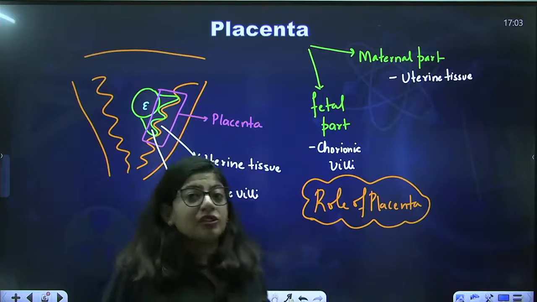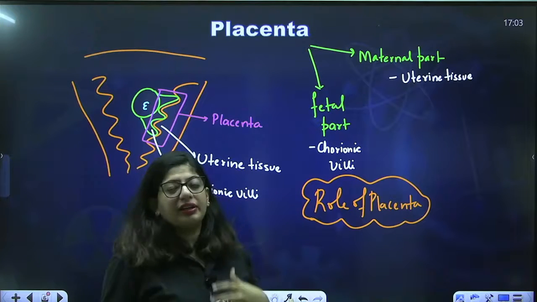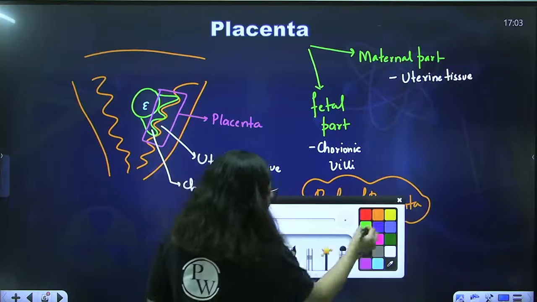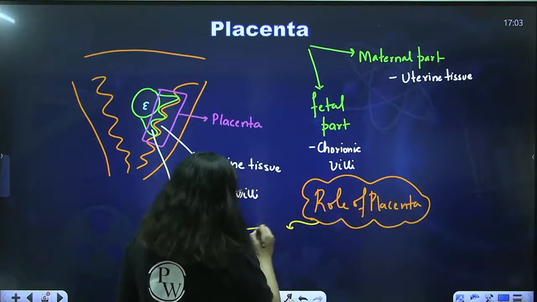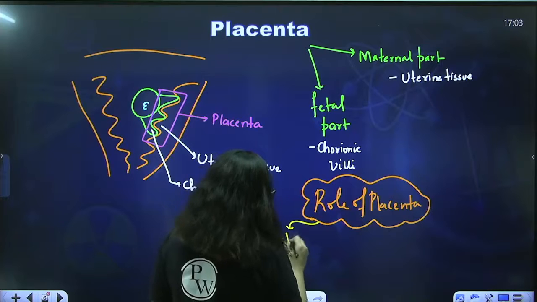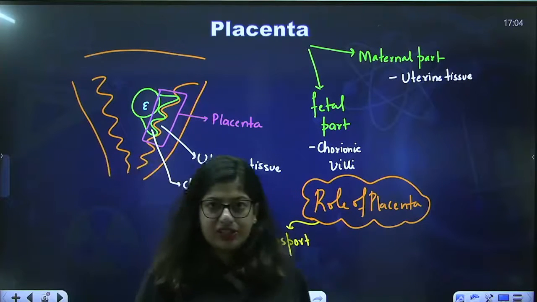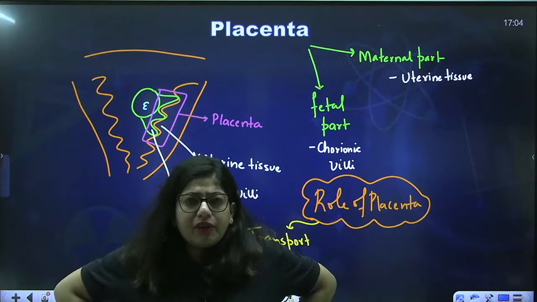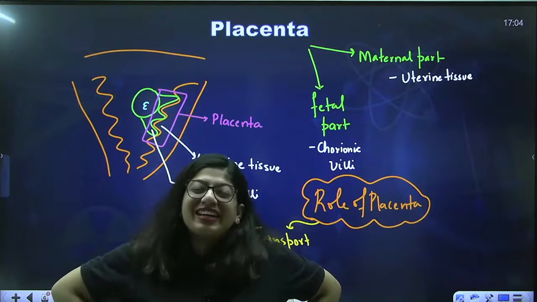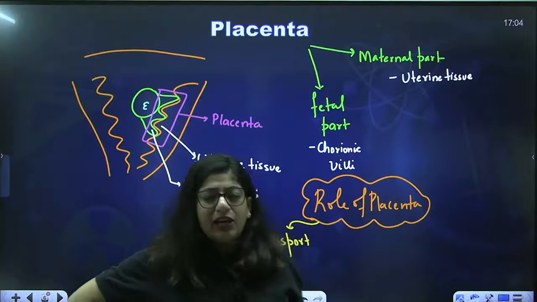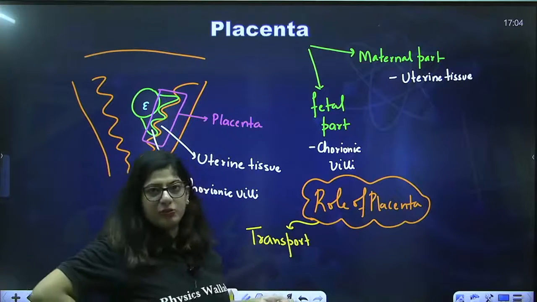That's true. So first of all, this placenta is acting as an organ for transport of substances. So one role of it is that it will help in transport. This can be transport of food, this can be transport of waste. Now ma'am, why are we giving waste to the baby? We are not giving waste to the baby, we are taking waste from the baby. Okay, so it's like an organ that helps in transport, right?